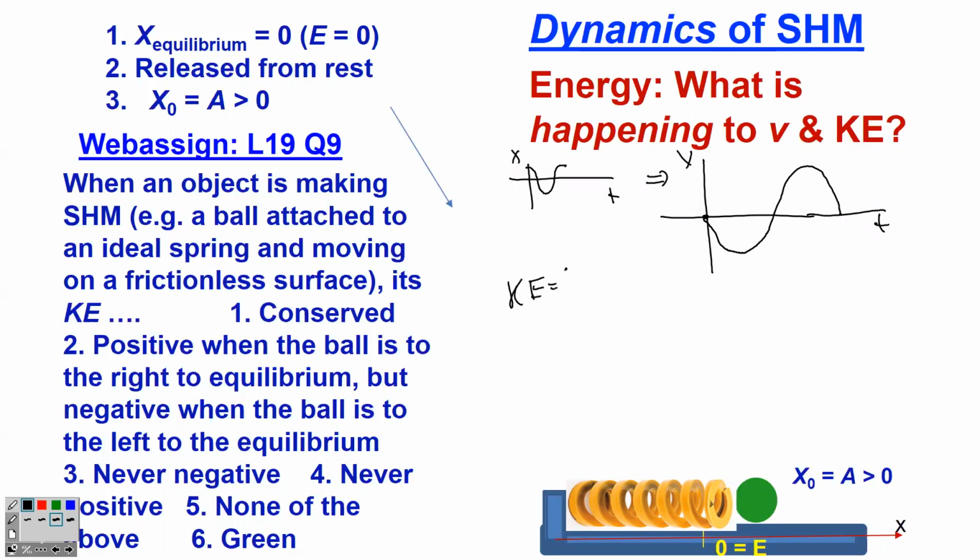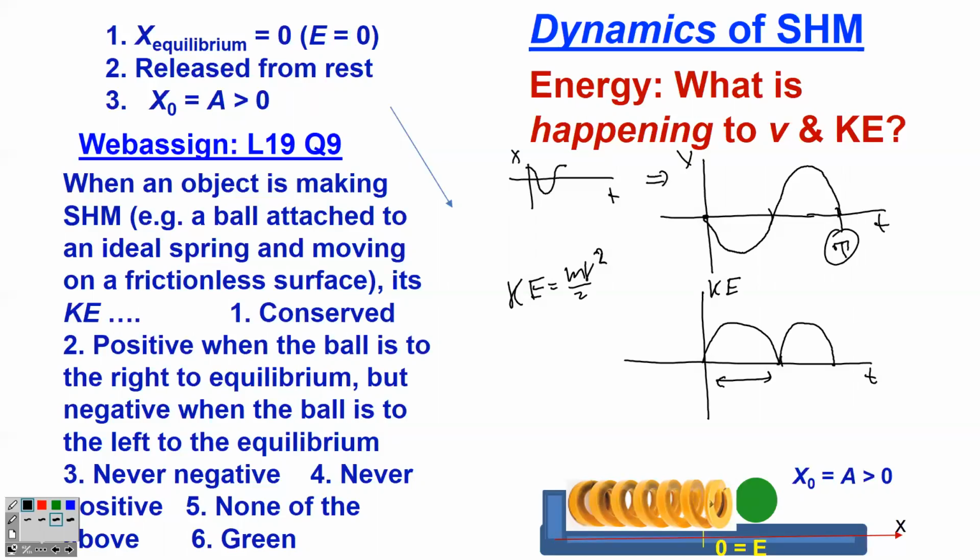Kinetic energy is equal to mv squared over 2. So all we need to do is square speed and multiply by m over 2. When we square things, positive numbers remain positive, and negative numbers become positive. This will be the graph for kinetic energy as a function of time. Now you can see that it repeats itself twice in the regular period, which means the period of kinetic energy is a half of the period of the motion.